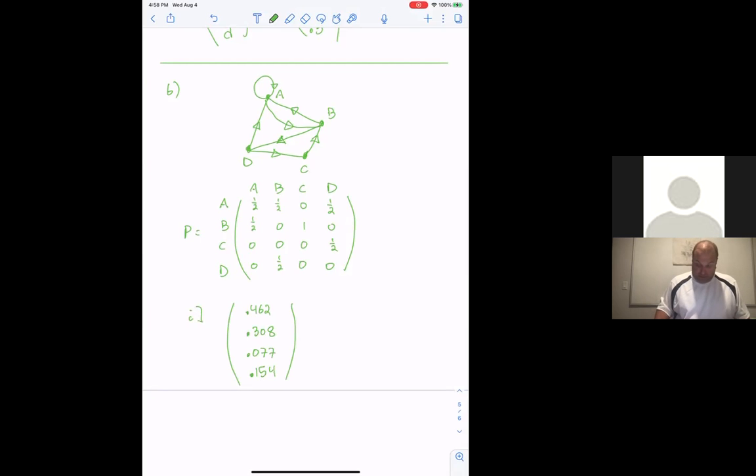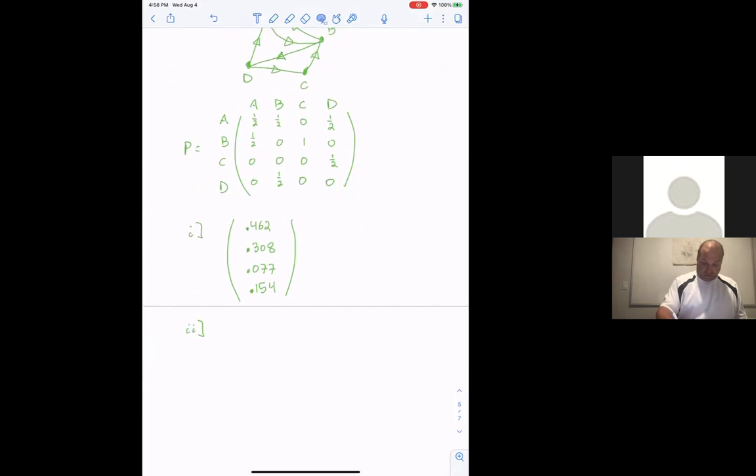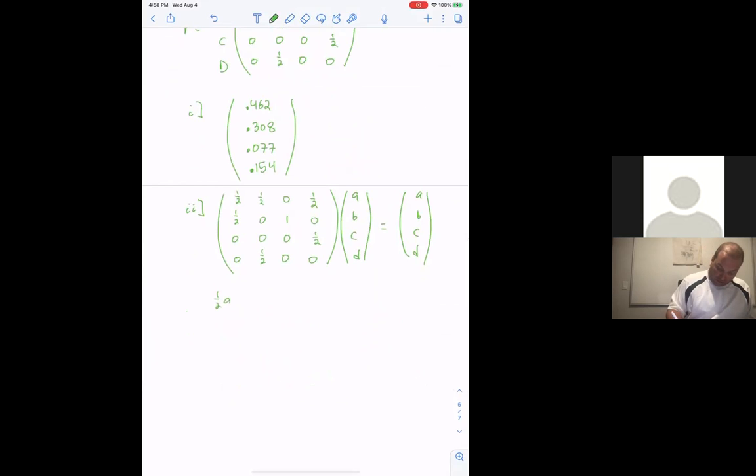Okay. Now let's do the same thing the other way, which is the matrix acting on currently unknown A, B, C, D has to give me the same A, B, C, D. So my equations are 1/2 A plus 1/2 B plus 1/2 D is equal to A. 1/2 A plus C is equal to B. 1/2 D is equal to C. And 1/2 B is equal to D.